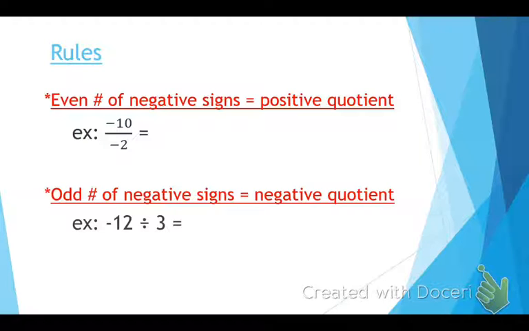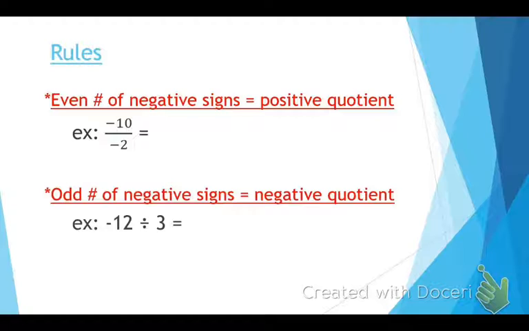I want you to pull out your red pens and go ahead and fill in this section. Okay, so this is basically called the even and the odd rule. If we have an even number of negative signs, we will always have a positive quotient. What does quotient mean? Answer. Okay? It's the answer for a division problem. So if there's an even number of negative signs, you will always have a positive quotient or a positive answer.